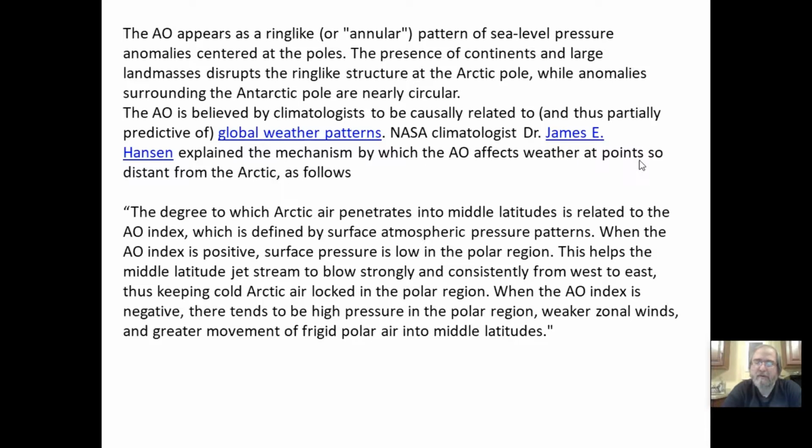When the AO index is negative, there tends to be high pressure in the polar region, weaker zonal winds, and greater movement of frigid polar air into middle latitudes.